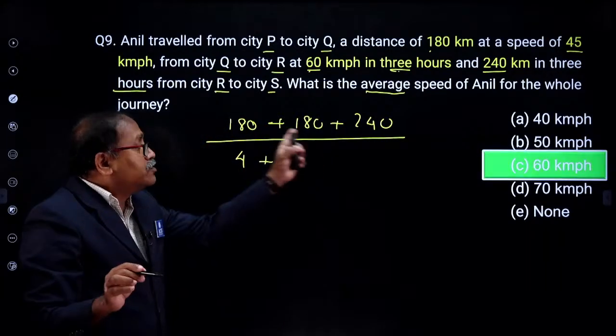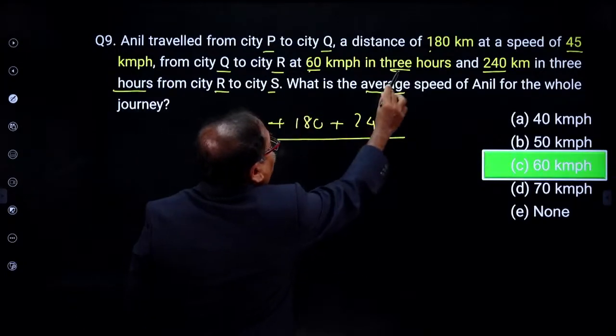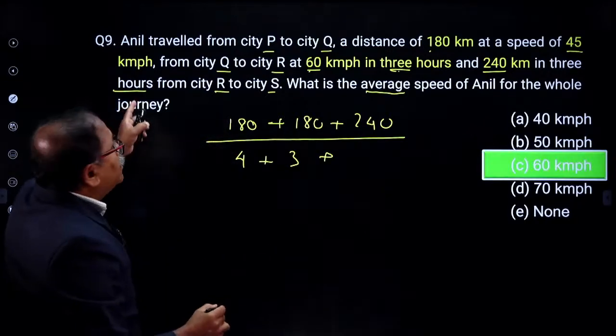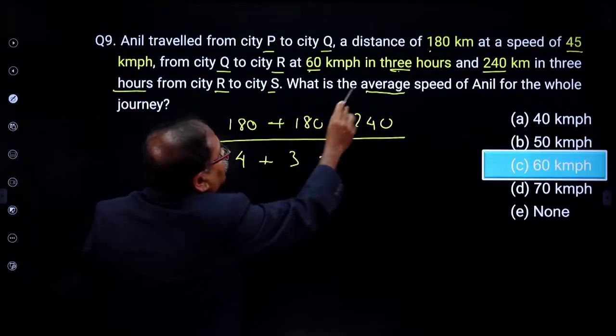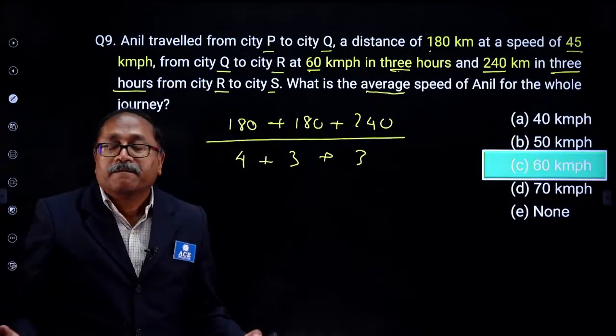Average speed is equal to total distance by total time. So here in the second case it travels for 3 hours, and in the last case he travels for how many hours? Here it is 3 hours and here also it is 3 hours. That's all. You get the answer.